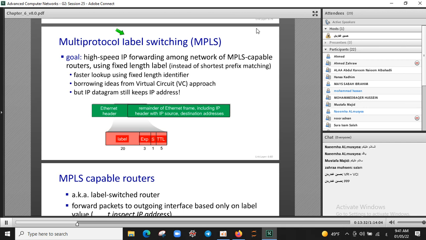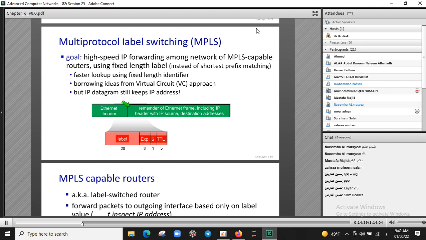Look at this one. This is an Ethernet frame. The Ethernet header is placed in layer 2, and we have other payloads from layer 3, layer 4, and so on. Right between the header of layer 2 and the payload, layer 3 and the others, we call it layer 2.5. There we will add a new header. We call it a shim header.